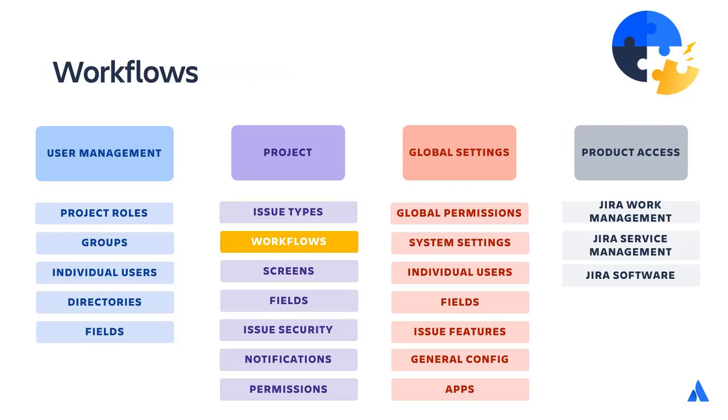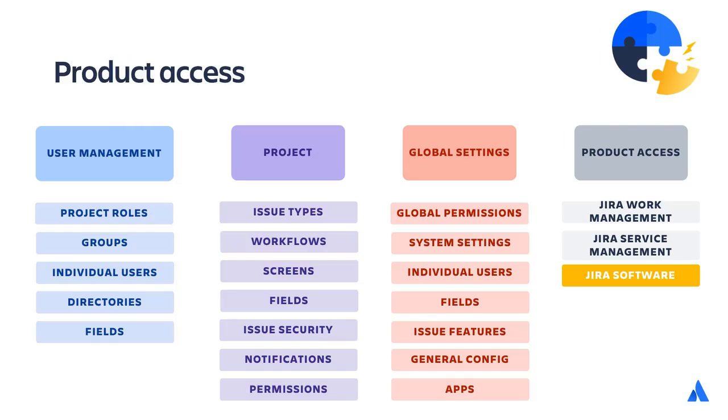How do workflows impact permissions? Well, if a user is unable to transition an issue, they might have the Transition Issues project permission, but there could be a workflow condition that prevents this. Or there might be a workflow property on a status that's preventing a user from editing an issue in that status. And what about product access? In this case, if a user has the project permission to manage sprints or view development tools, they will not be able to do so or view anything related to sprints or development tools unless they have Jira Software product access.